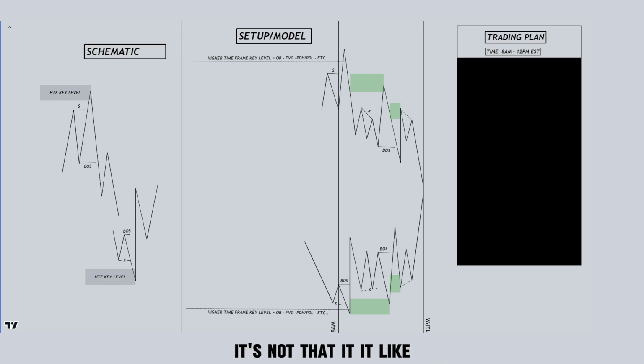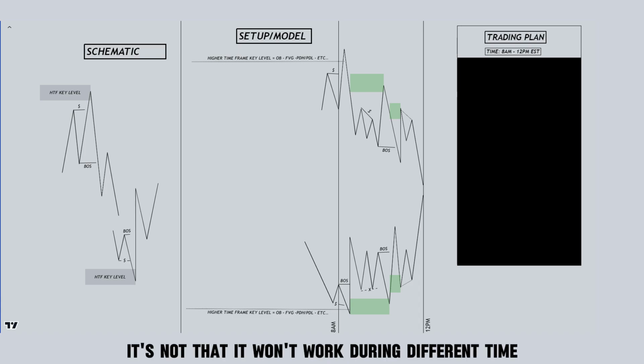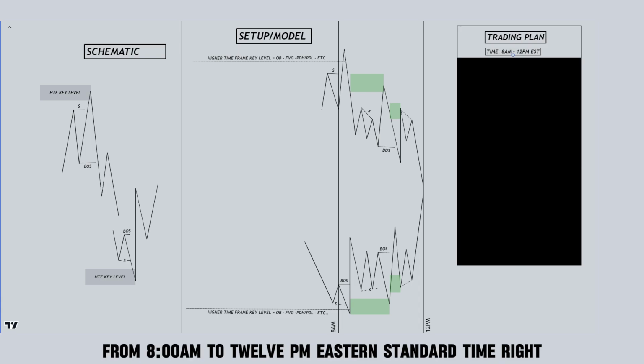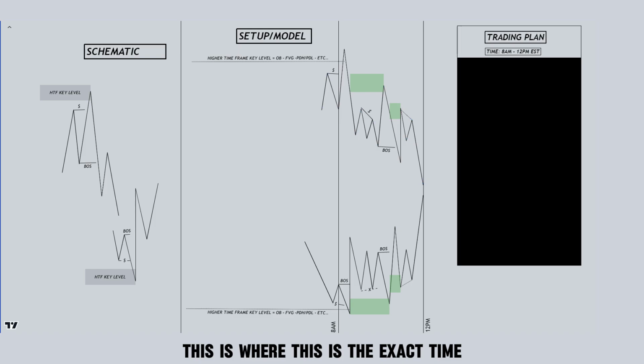It's not that it won't work during a different time, but volatility really kicks in around this time. This is where price truly moves, I would say. This is during the New York session kill zone, a session I trade. There is also a London session kill zone, but I already have a video on that. But this is the New York session kill zone, from 8 a.m. to 12 p.m. Eastern Standard Time. This is the exact time we will be executing this model.